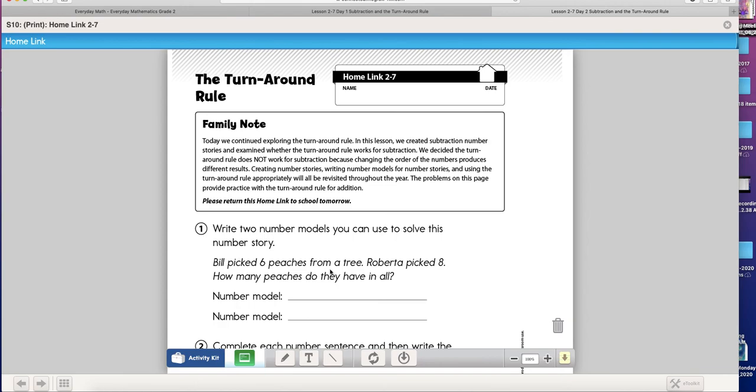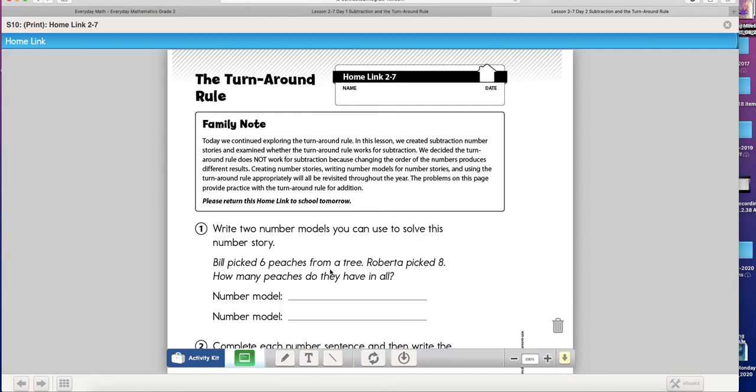Here we go. So tonight's homework will be home link 2-7 because we just did unit 2, lesson 7. And it's talking about the turnaround rule. It says today we continue to explore the turnaround rule. We created some subtraction number stories and we realized whether or not the turnaround rule would actually work for subtraction, and we figured out that the turnaround rule does not work for subtraction. We cannot take something big away from something small. So the turnaround rule does not work.